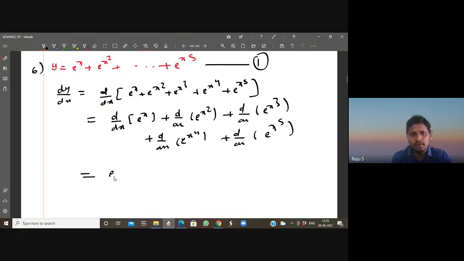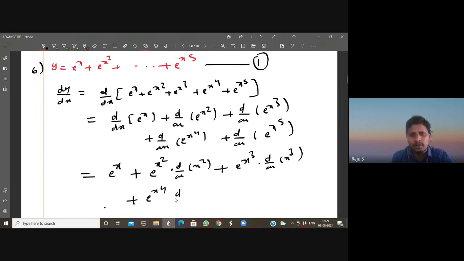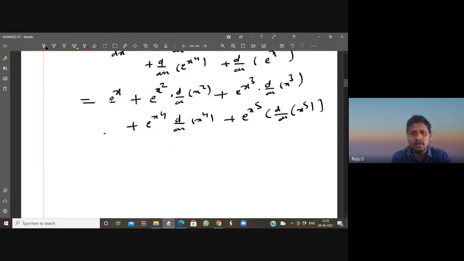Now, the derivative of e power x is e power x. Then what is the derivative of e power x square? It is e power x square, again d by dx of x square. Like that, you have to write the steps. e power x cube is e power x cube, again d by dx of x cube. e power x power 4 is e power x power 4, again the derivative of x power 4. This e power x power 5 is e power x power 5, d by dx of x power 5. Understood? Chain rule. First e, then the derivative of its power.